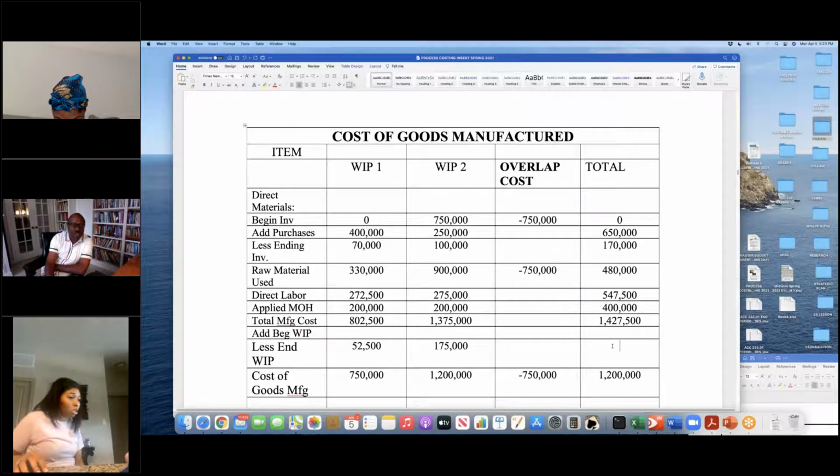So 175. 200. So it's 52,500. That'd be 220, 227,500. 227.5 from 1,427,500 gives you what?